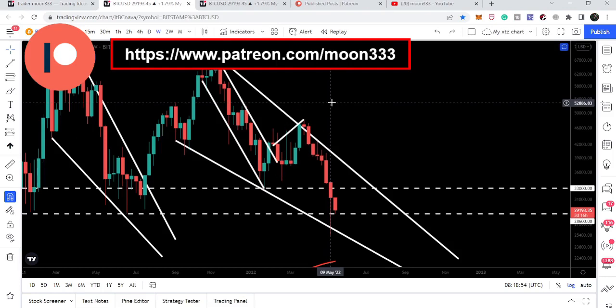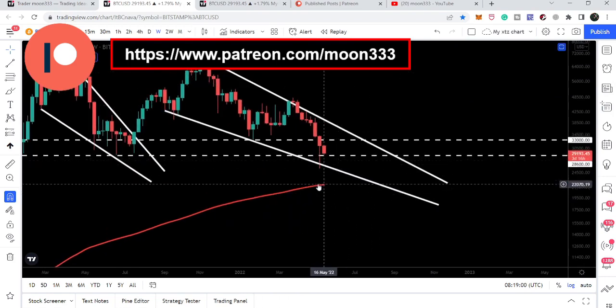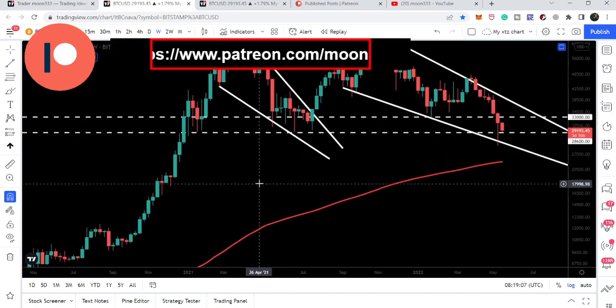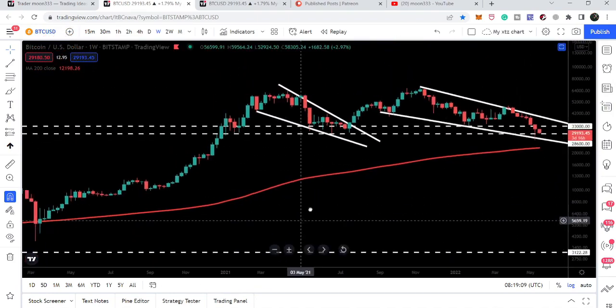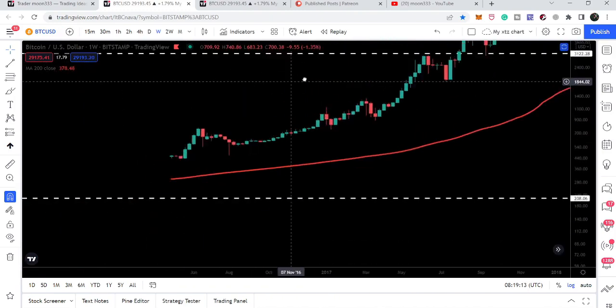So let's start the analysis. First of all, let me show you once again this very big falling wedge pattern. And we should remember this 200 weekly simple moving average. That is my worst case scenario for Bitcoin. And we can see even previous history shows that Bitcoin never breaks down the support of 200 weekly simple moving average.